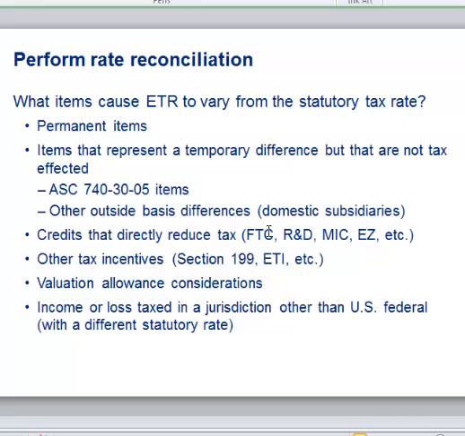Okay? So perm items, credits, valuation allowances, right? We learned about valuation allowances last week. When you look at the rate reconciliation, does a valuation allowance increase your rate or decrease your rate? Joyce? So I have a loss, I'm AMD. I'm building an NOL, I have to increase my valuation allowance. What does that do to my rate? Does that increase or decrease my rate?